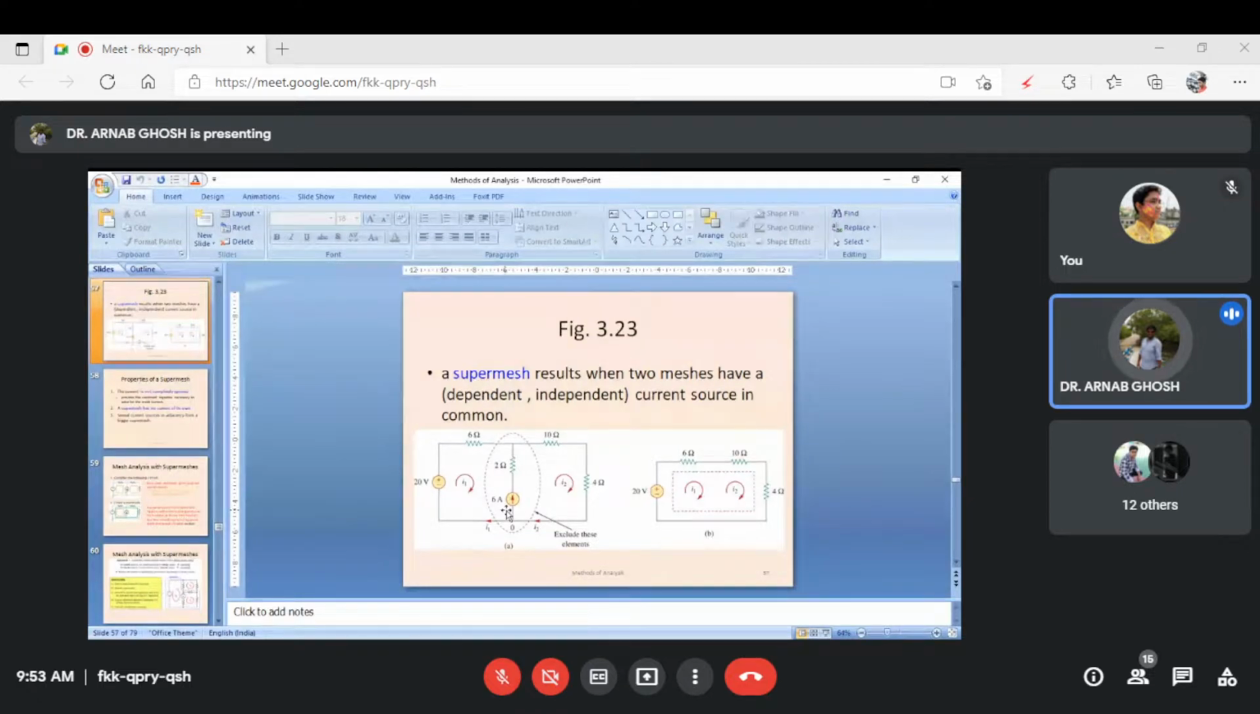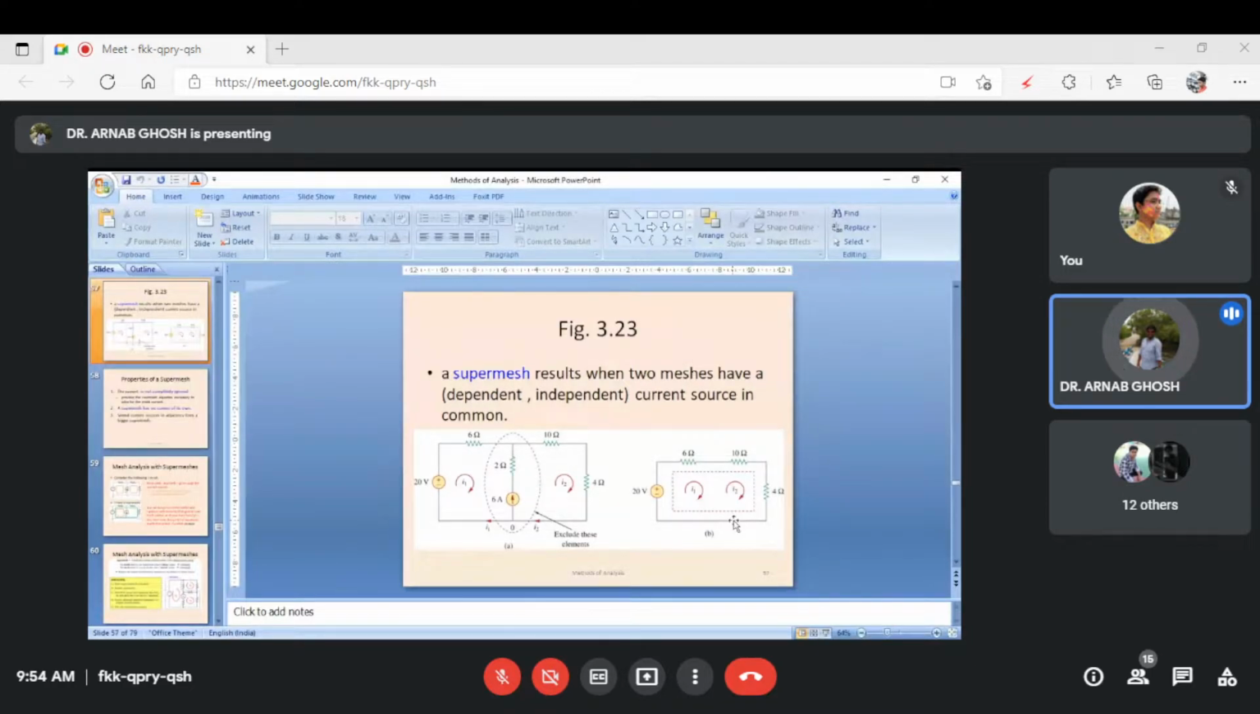The other equation you will get by considering this entire circuit as a super mesh. So what is a super mesh? When there is a current source common to both the meshes, you can eliminate this circuit element because you already know the current through it. So you can eliminate this. So what you are left with is a bigger loop.